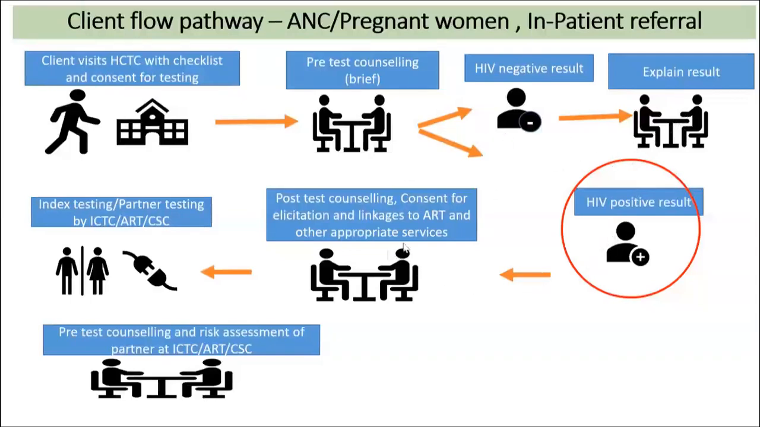If the person is HIV positive, then definitely post-test counseling in detail has to be done. Consent for the contact elicitation and linkages to the ART center and other appropriate services has to be ensured. After taking the consent for contact elicitation, we can do the partner testing or index testing. It is not necessary to be done by the ICTC staff only. It can be done at a later point at the ART center or at the care and support center also, based on the practical feasibility and acceptance of the client. Then the partner of the client can also be contacted, and pre-test counseling and risk assessment of this partner can also be done. So this is about the ANC and inpatient referral.